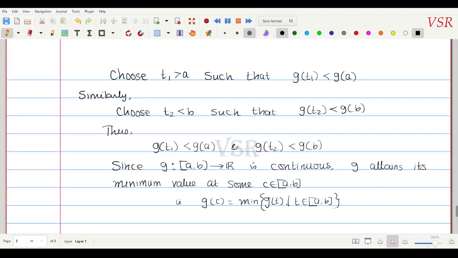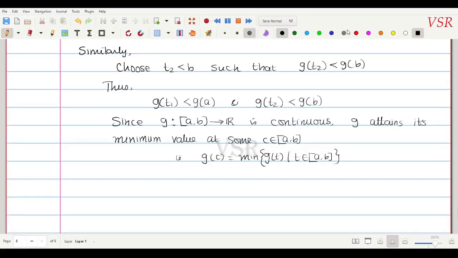This will definitely exist. Because why? This closed interval [a, b] is compact, and g is a continuous function on a compact set. Therefore it attains its minimum. Let c be the point where that minimum is attained.